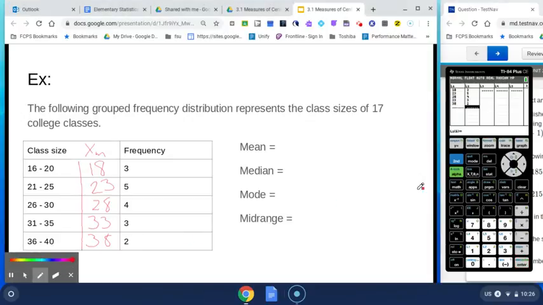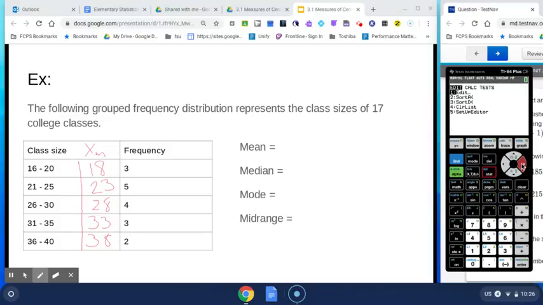Okay, I've entered those numbers. I'm going to go to Stat, over to Calc, and 1-Var Stats. Again, I have both a list 1 and a list 2, and I'm going to calculate. The mean is 26.8. The median, I'm going to scroll down, is 28. The mode, the number that occurs the most, this group occurs the most, 21 through 25. It occurs 5 times. So 21 through 25.